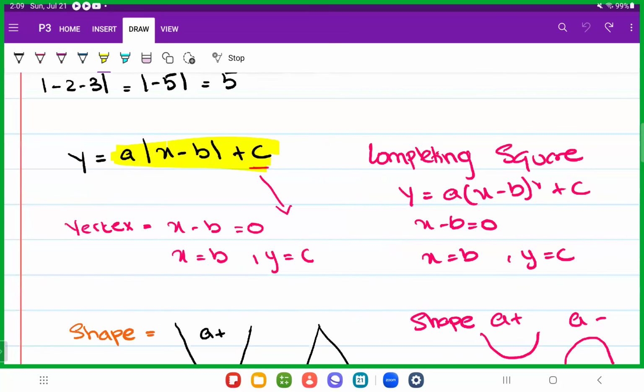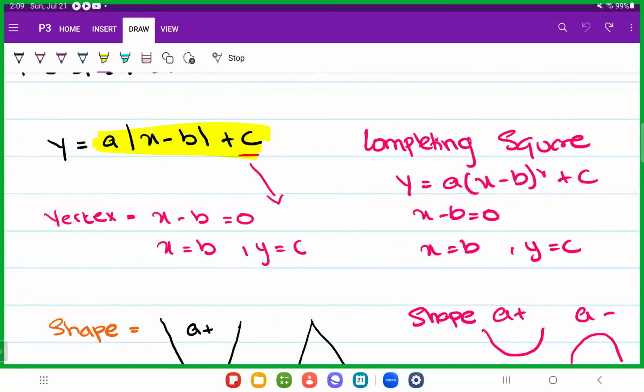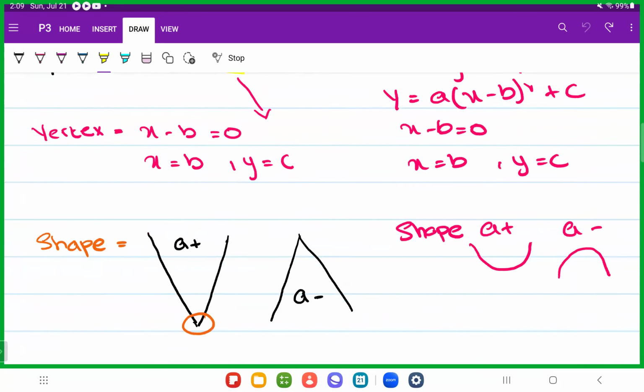So this is basically in the form of completing the square. Have you heard about completing the square? It's basically the same form. However, instead of the bracket square, there is a modulus sign. So x is equal to b and y is equal to c. Is it clear till here? Okay. So let's look at the shape of the curve.